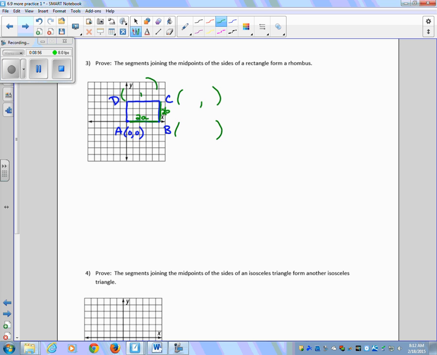Okay, so you should have 2A, 0, 2A, 2B, and 0, 2B. You have that? Everybody got that? Okay, so now you're good to go. Now, if you need to find the midpoints, mine are kind of not on an exact point, but you're going to connect the midpoints. So first you have to find the midpoint of AB, the midpoint of BC, etc.